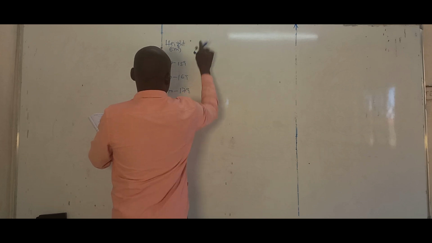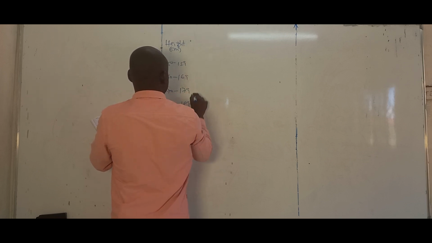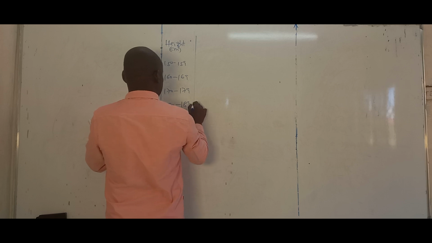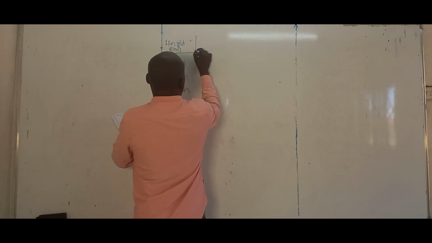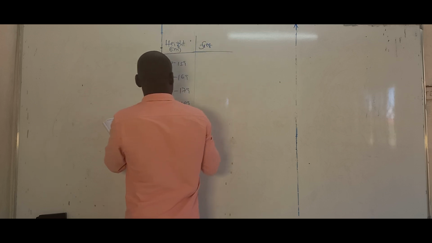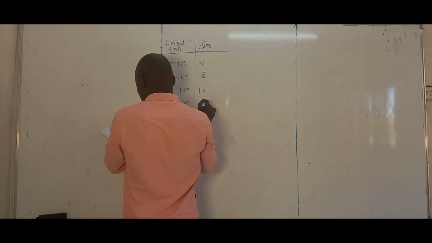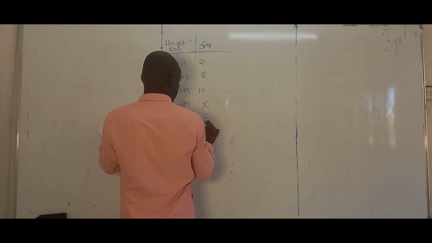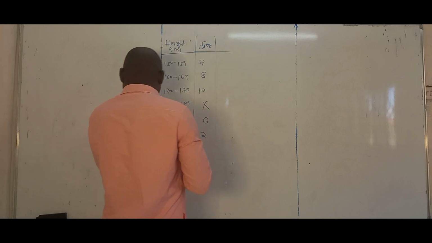So that is the frequency column. This requires a ruler to look neat. So let's consider this the frequency column, and we have 2, 8, 10, x, 6, 2.